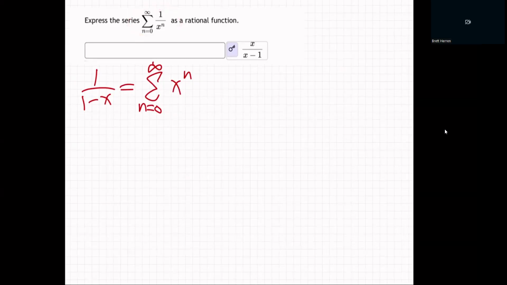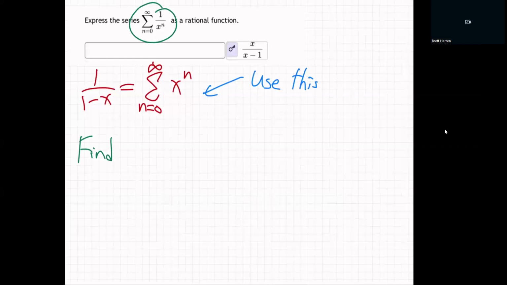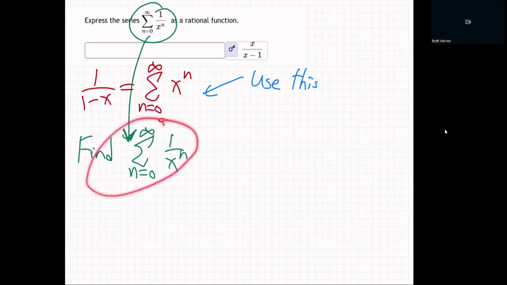So here's what I'm going to use. They're asking me to find this, which is the sum from n equals 0 to infinity of 1 over x to the n. Now, how can I find this using this?